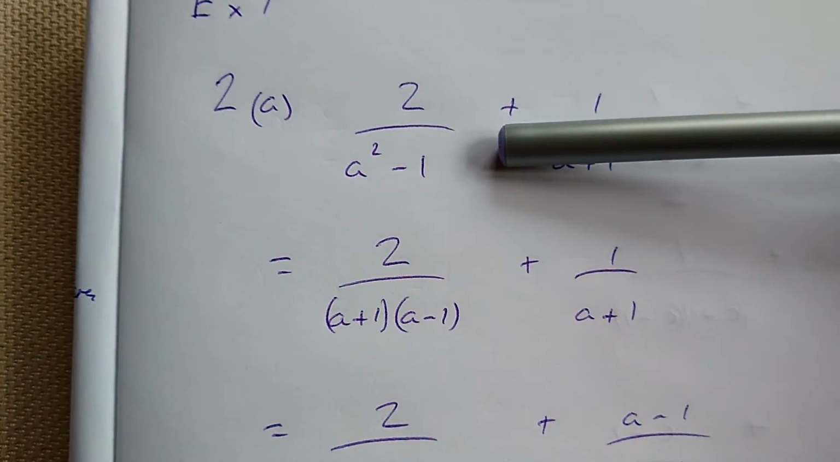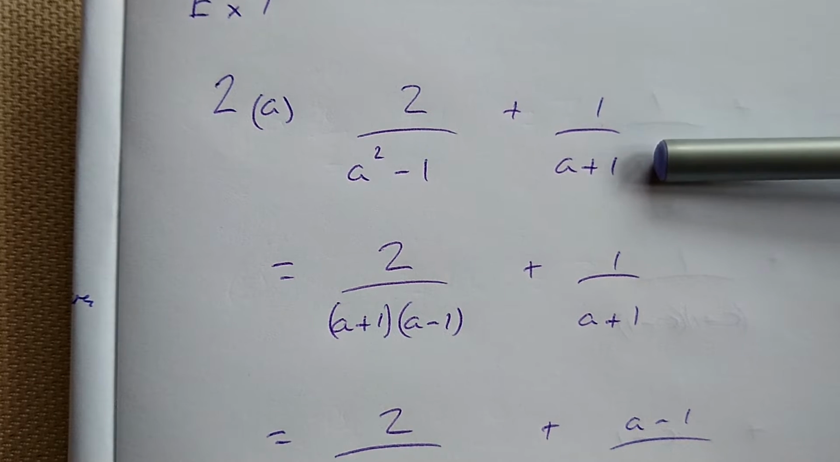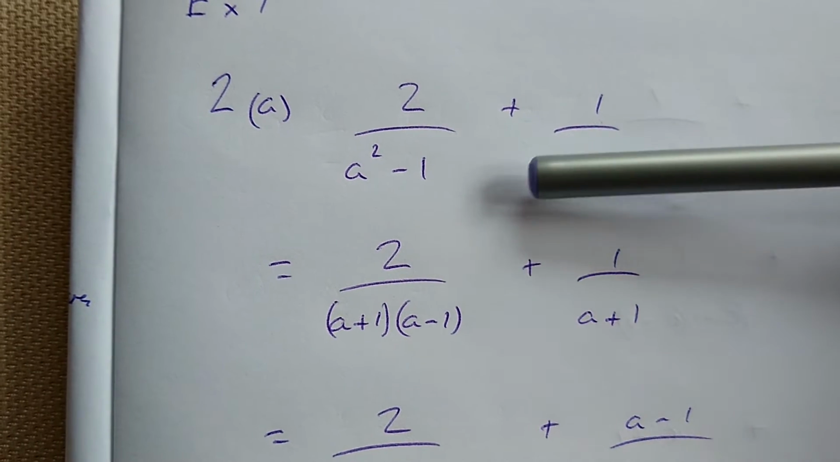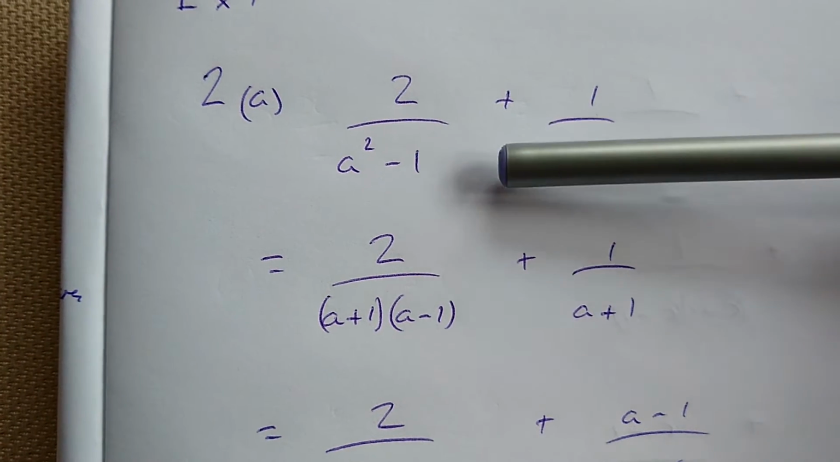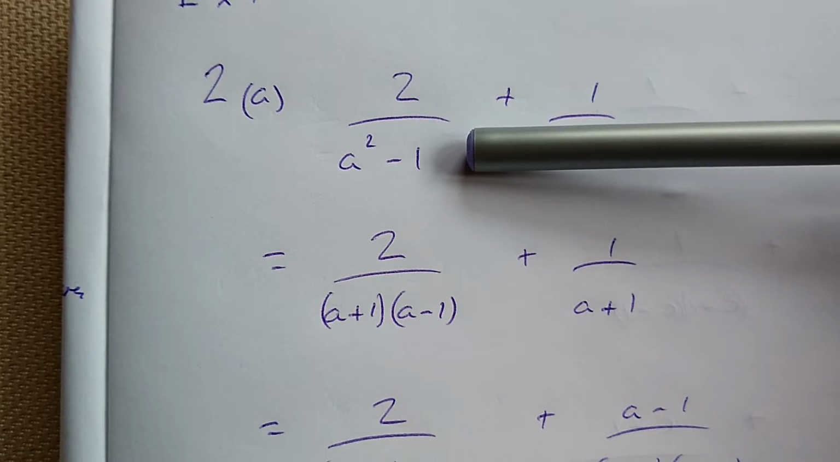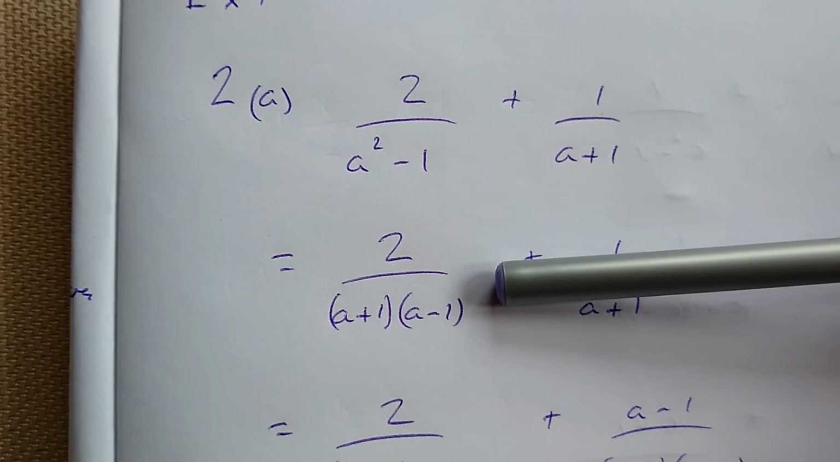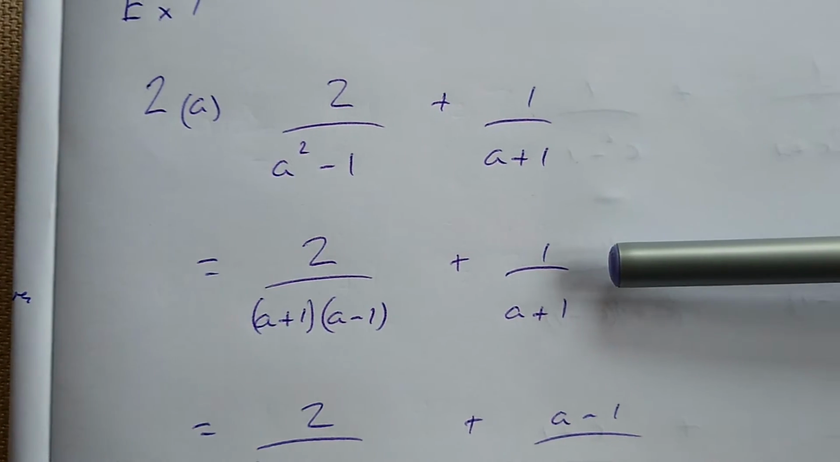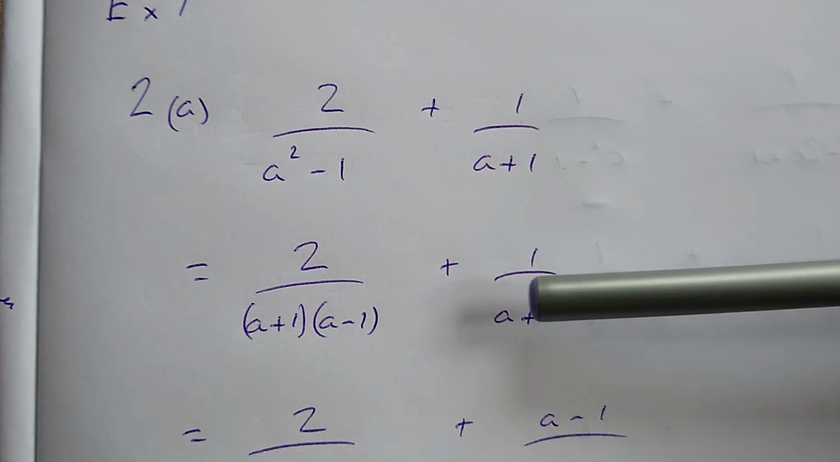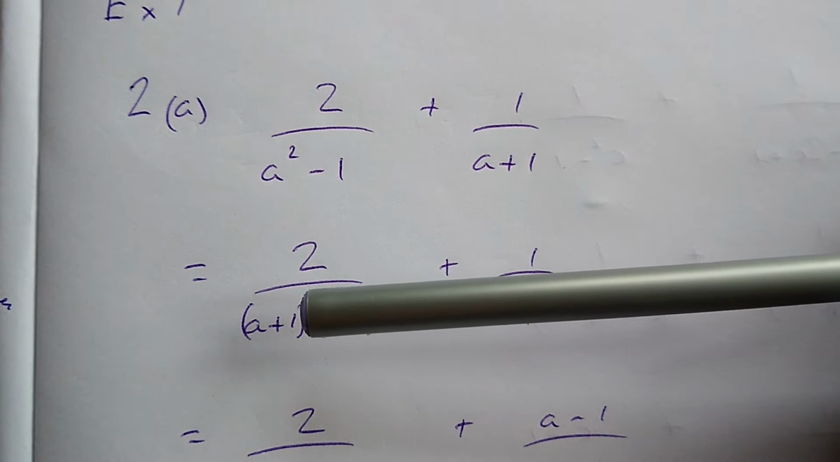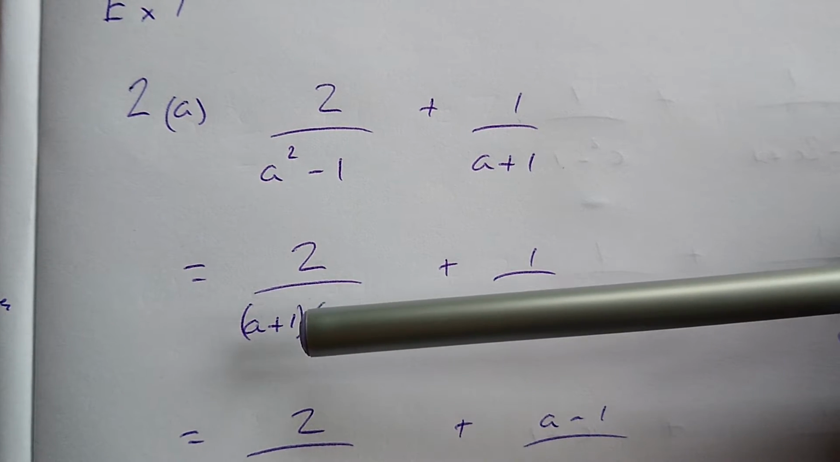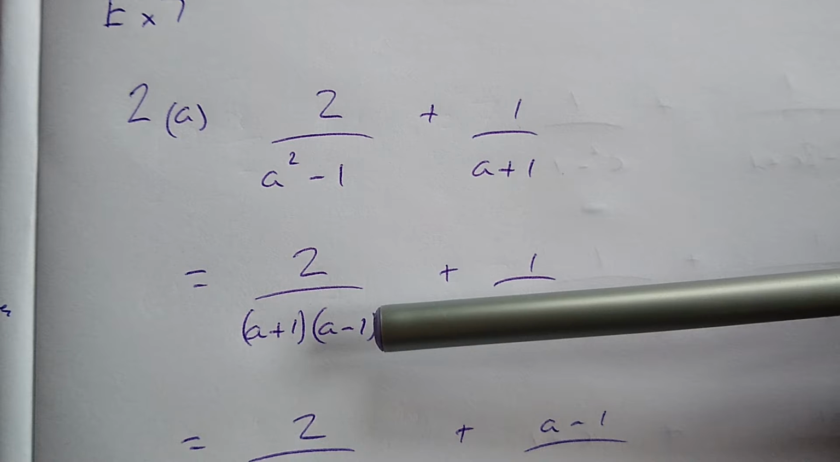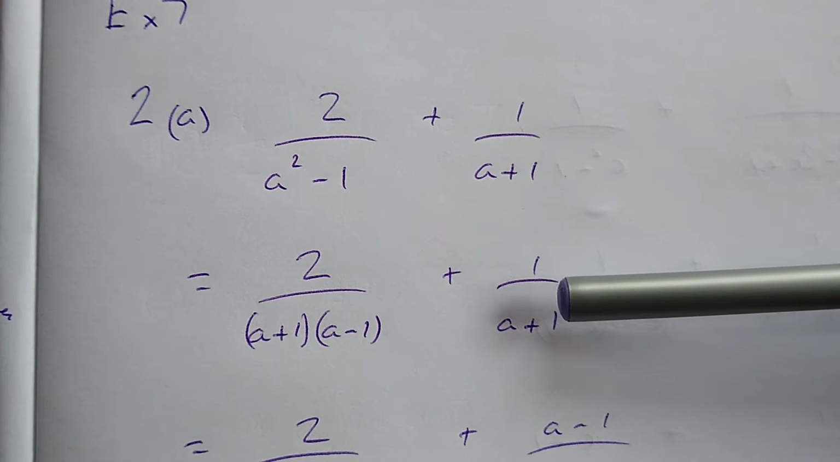So 2 over a squared minus 1 plus 1 over a plus 1. We're looking for a common denominator here. I'm going to see if I can factorize this, which I can as a difference of 2 squares. Now I'm going to make a common denominator. Here I have a common denominator of a plus 1 multiplied by a minus 1. Here I only have a plus 1.